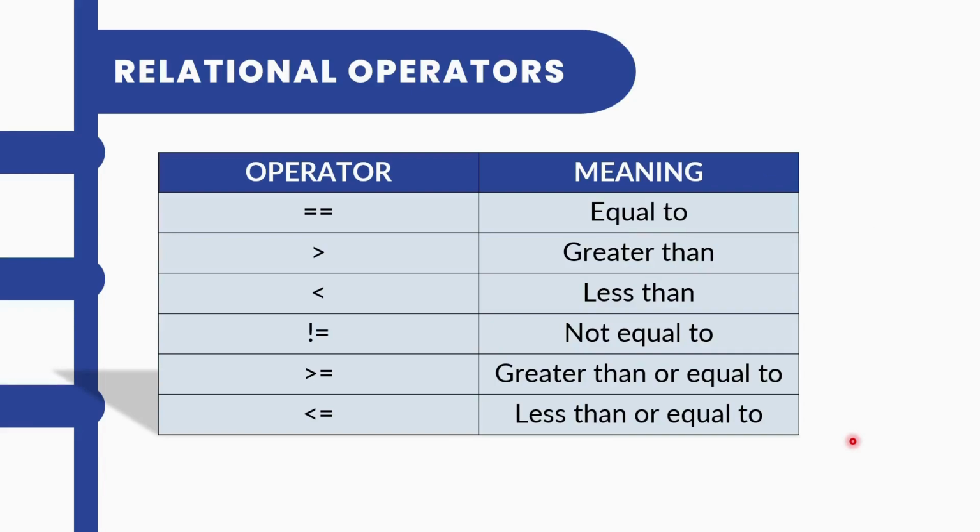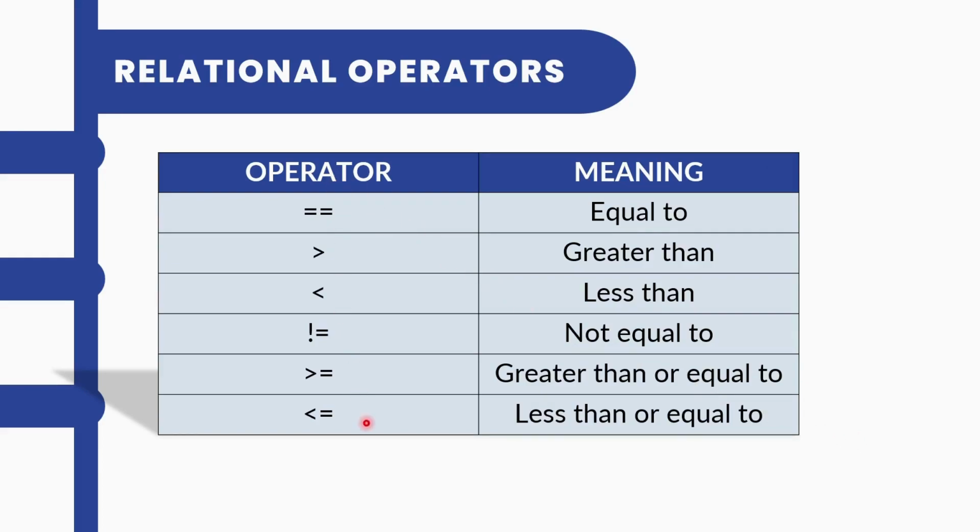Now the second type, that is relational operators. A relational operator checks the relationship between two operands. If the relation is true, it returns 1. If the relation is false, it returns 0. Hence, relational operators can be used in decision making and loops.